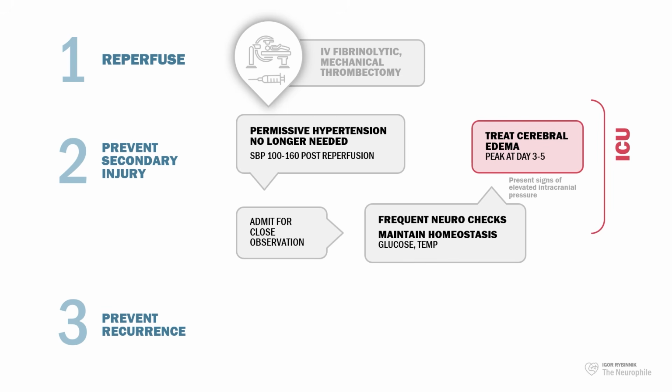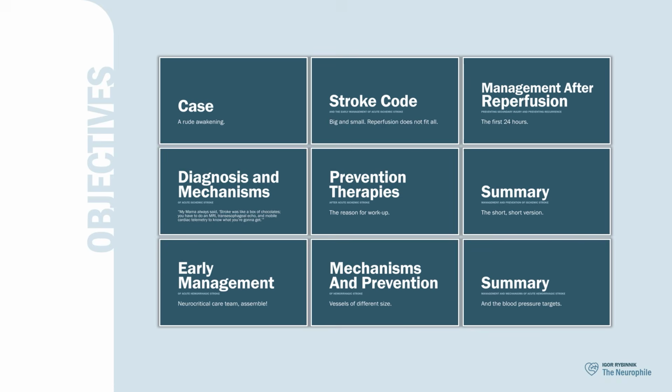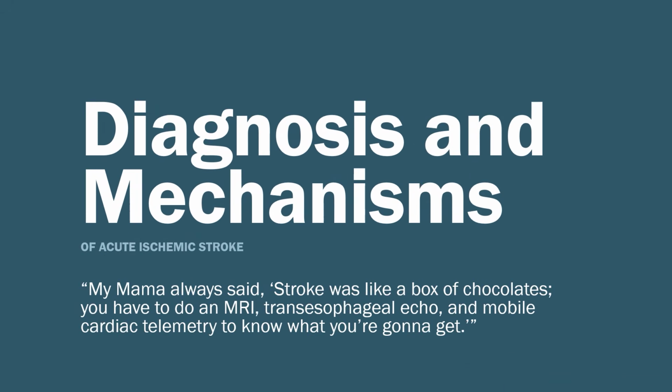Our ultimate goal in stroke care is to prevent future recurrence of stroke. We start with antiplatelet therapy, like aspirin alone or in combination with clopidogrel in certain cases, and add statin. And we need to perform the stroke workup to ultimately tailor our prevention regimen to the mechanism of stroke. And speaking of stroke mechanisms, we'll review the mechanisms and diagnostics necessary to establish them in a moment.